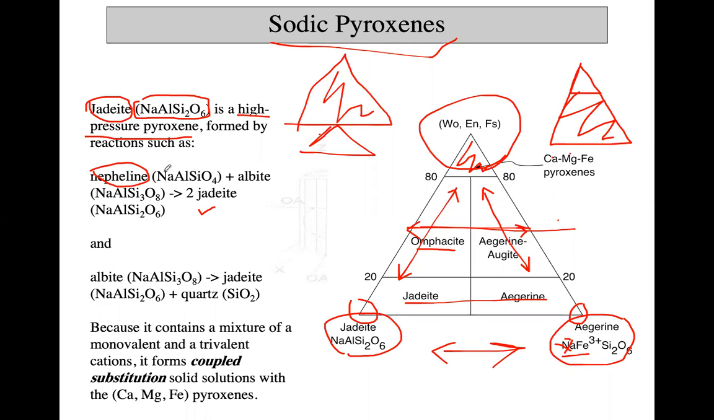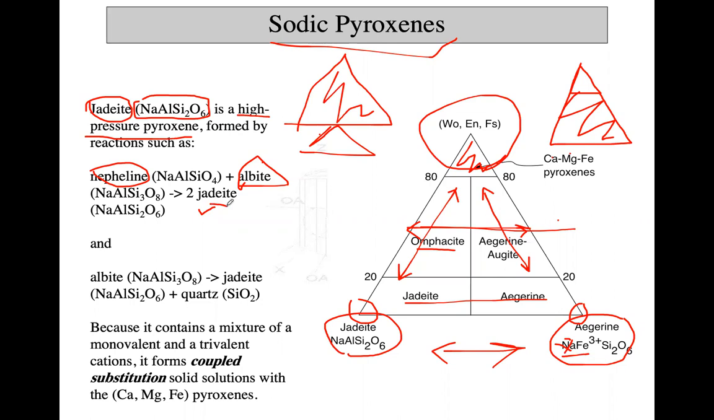There is a mineral called nepheline, and it reacts with albite. What is albite? It's a feldspar, one type of feldspar. We will learn it later on. That forms pyroxenes, jadeite composition, right? Albite is sodium-rich feldspar. Nepheline is sodium-rich, another silicate mineral, that produces jadeite composition.